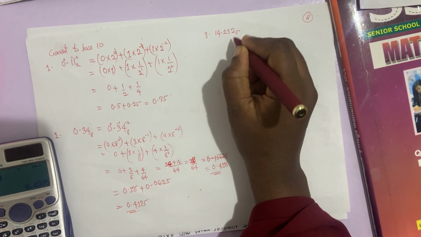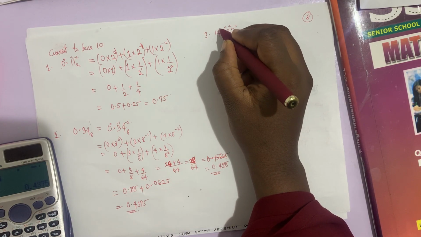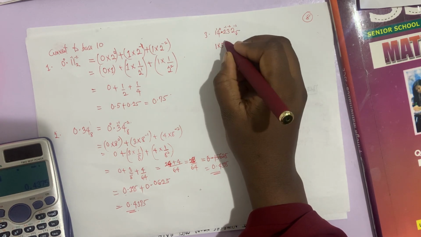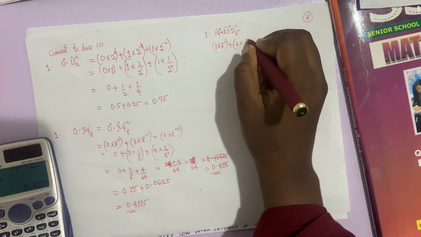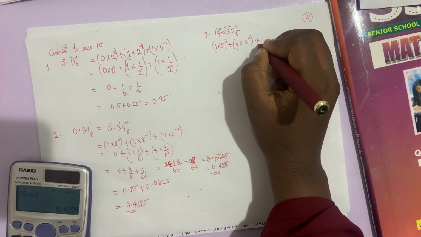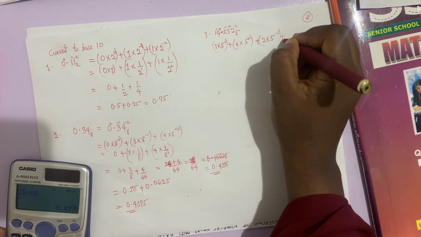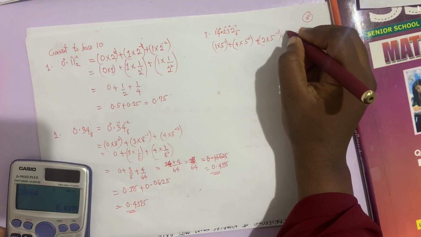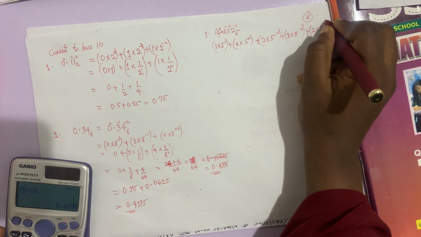14.232 base 5. So after the decimal, -1, -2, -3. Before the decimal, 0, 1. So this becomes 1 times the base 5 to power 1, plus the next digit 4 times the base 5 to power of 0, plus the next digit 2 times the base 5 to power of -1, plus the next digit 3 times the base 5 to power of -2, plus the next digit 2 times the base 5 to the power of -3.